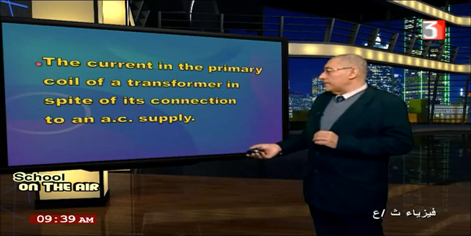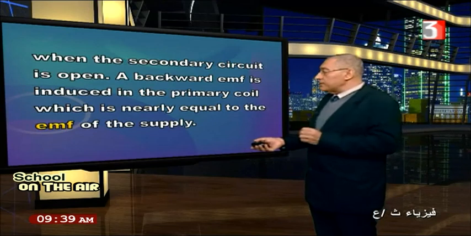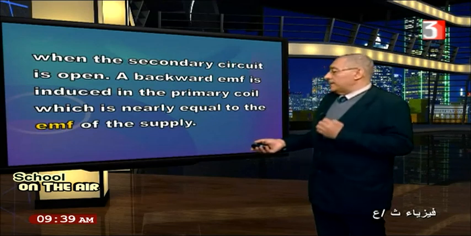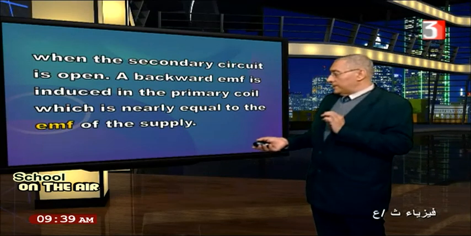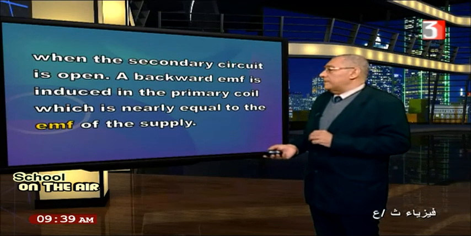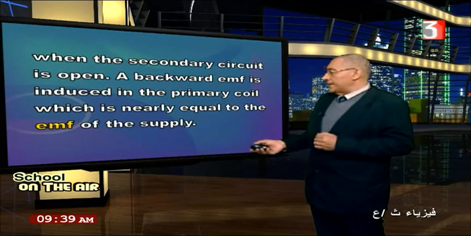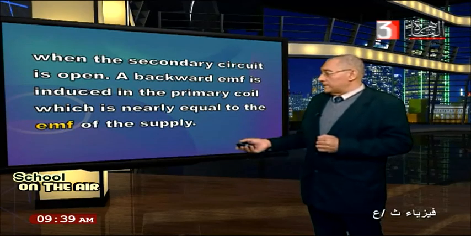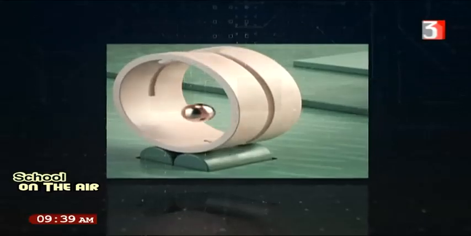The current in the primary coil of a transformer, in spite of its connection to an AC supply, equals 0 when the secondary circuit, the secondary coil, is open. At this point, a backward EMF is induced in the primary coil, which is roughly equal to the EMF of the supply. So no current flows in the primary coil.